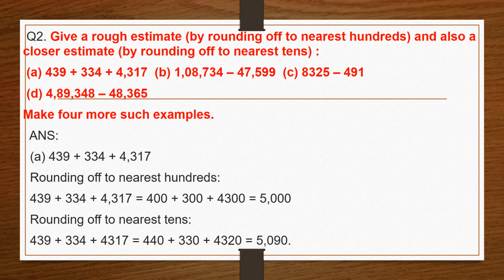Rounding off to the nearest tens. In 439, the ones digit is 9, so this number is rounded up to 440. In 334, the ones digit is 4, so this number is rounded down to 330. In 4,317, the ones digit is 7, so this number is rounded up to 4,320. So the estimate sum is 5,090.